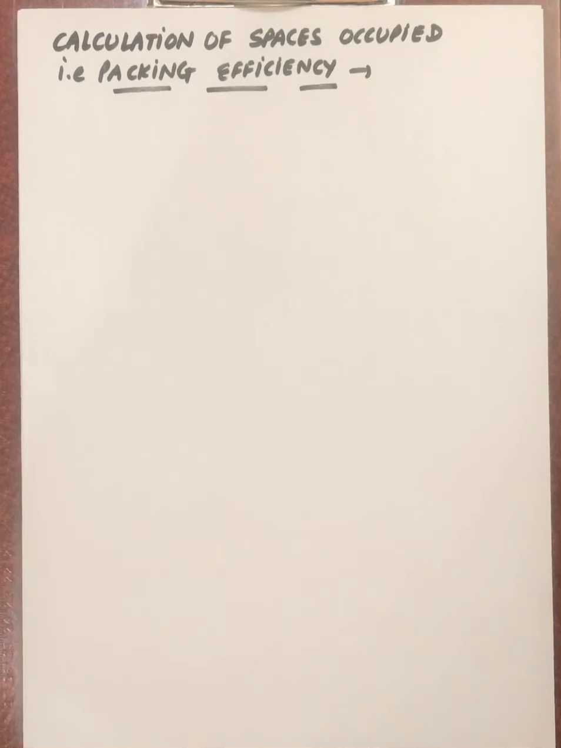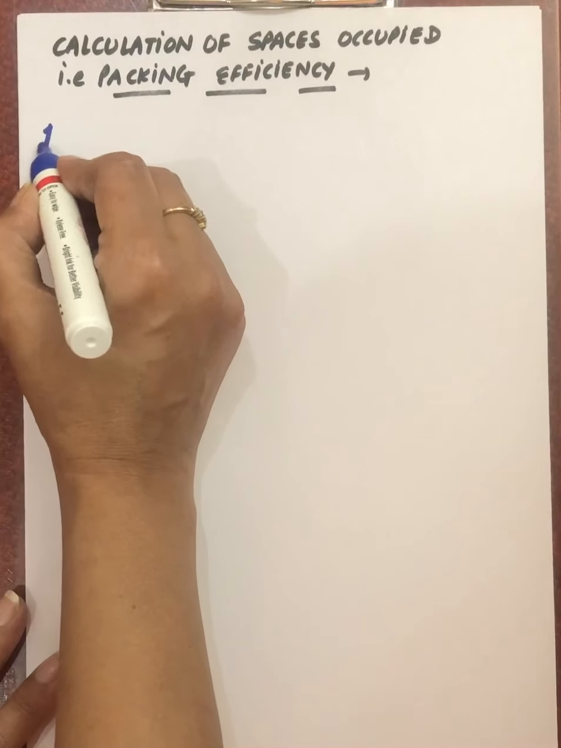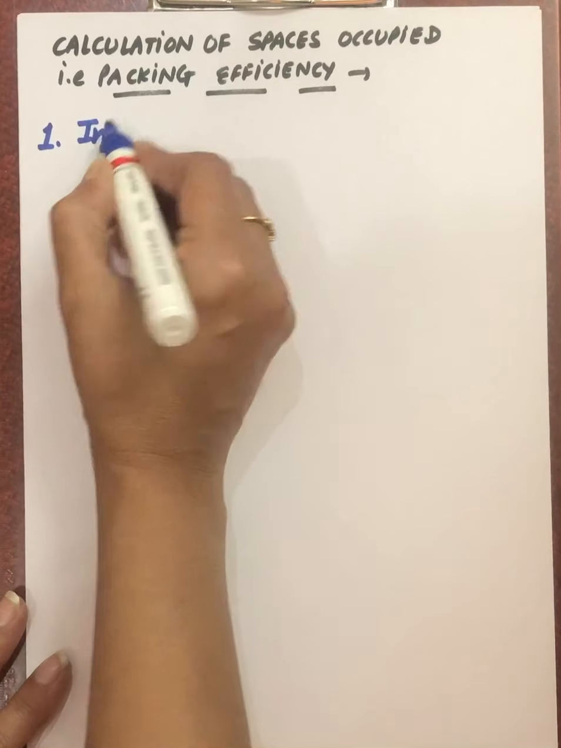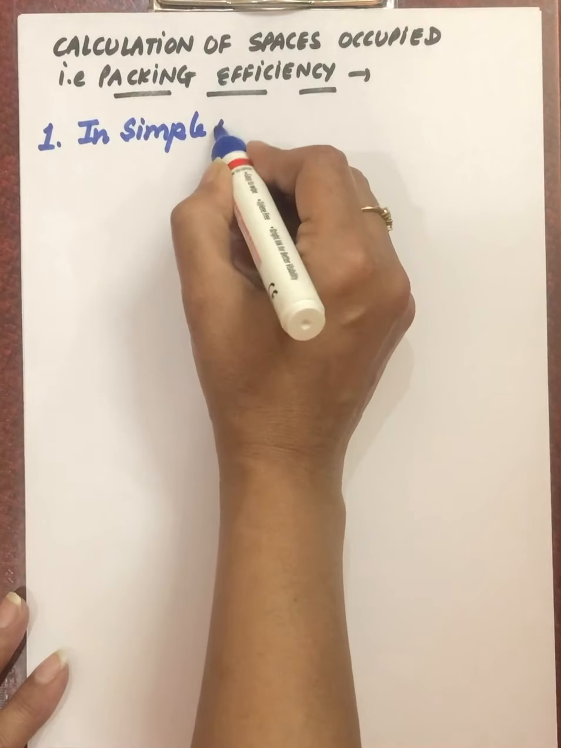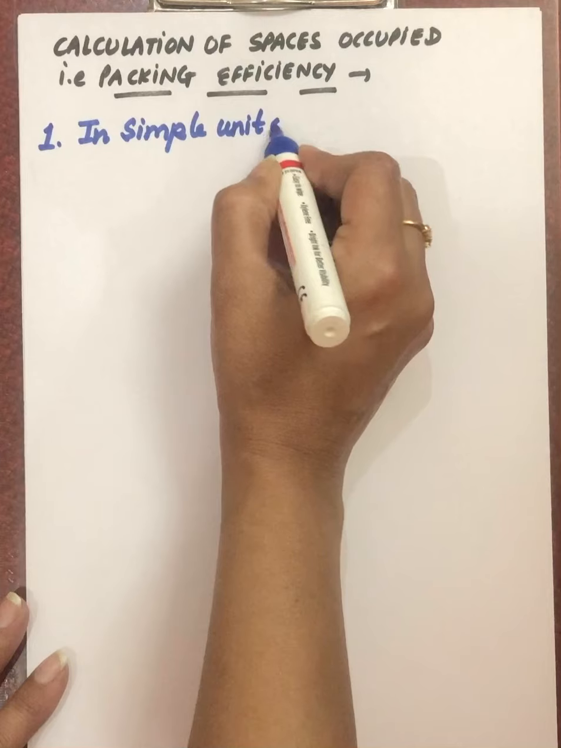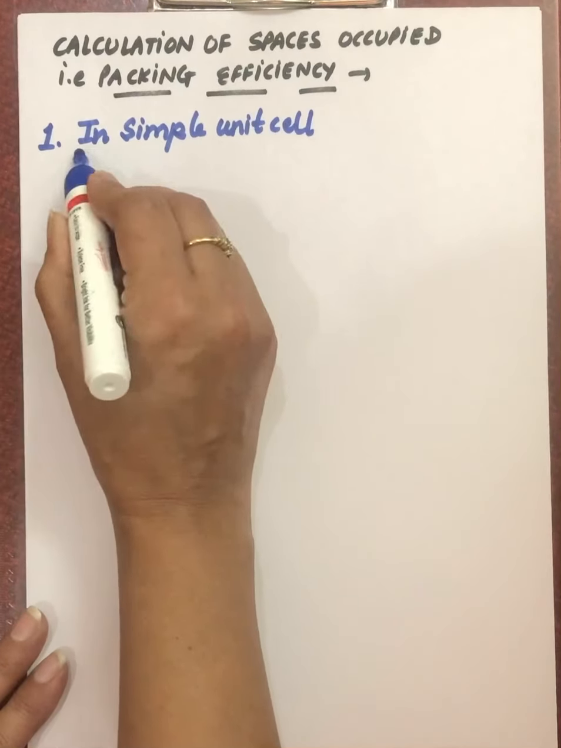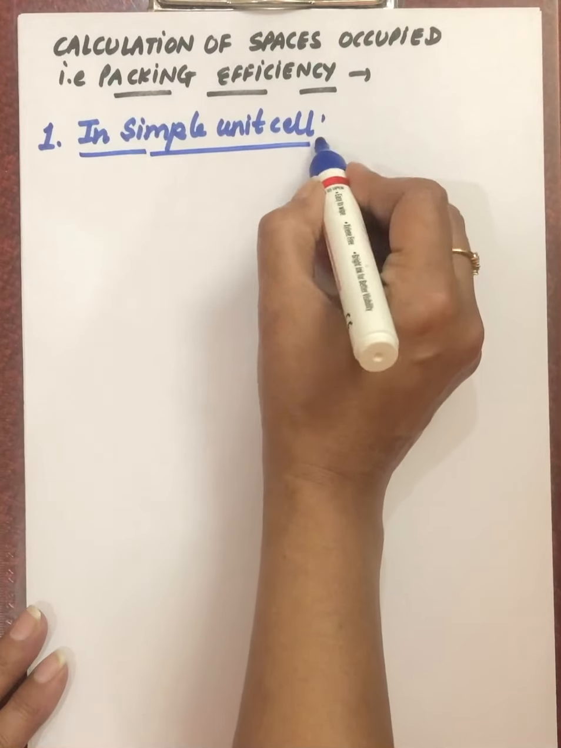Next topic in solid states is calculation of spaces occupied, that is packing efficiency. Like in the previous topic we have done, in the closed packing 74% of space is occupied. Now we'll calculate it for all three unit cells, simple unit cell, face-centered unit cell and body-centered unit cell: how much of the available space is utilized.